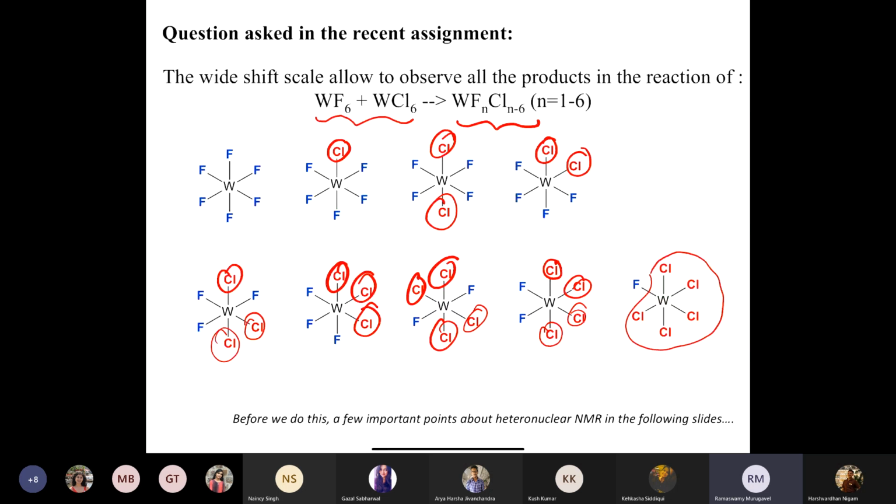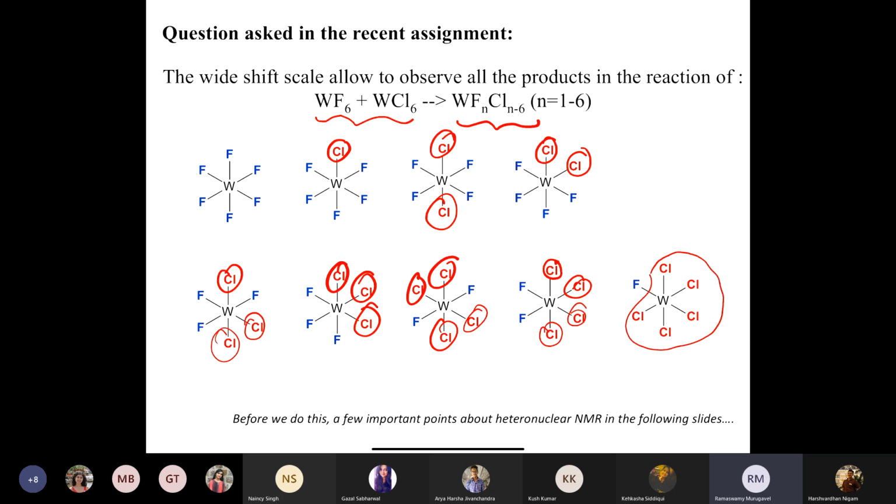This particular reaction gets mentioned in most of the textbooks, lectures and tutorials, because this reaction does really take place. It's not a hypothetical reaction. But I'm going to come back to this just after two-thirds of the lecture is over, and then solve this problem.